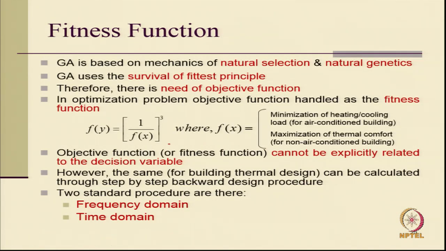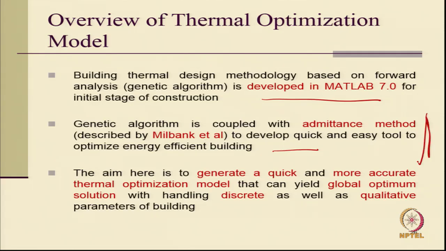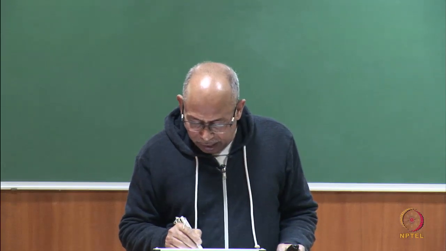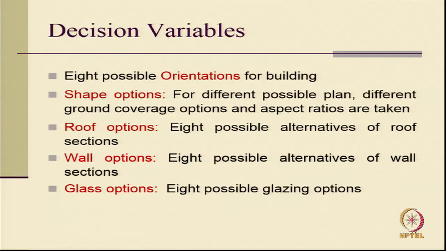So, the fitness function is something like this one can use, and then one can write it in some program, but for the class purpose you do not have to really write the program, but one simple method is using the admittance procedure, which I am not teaching you in this class. In the building science class, of course, they are covered, and you can generate a quick and more accurate thermal optimization model based on this.